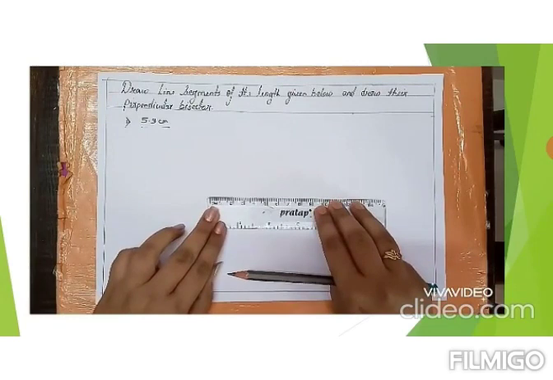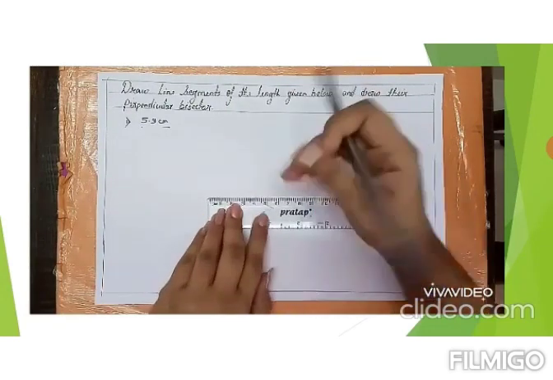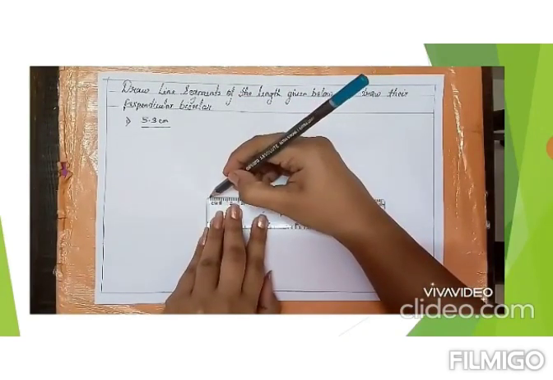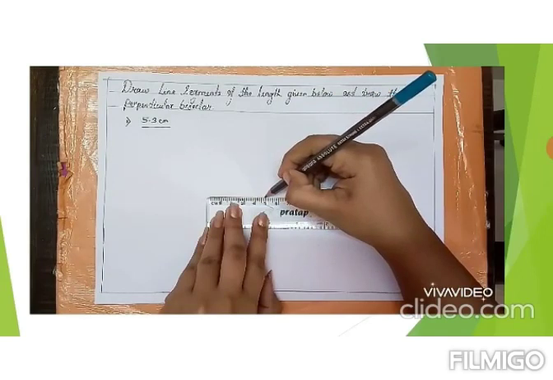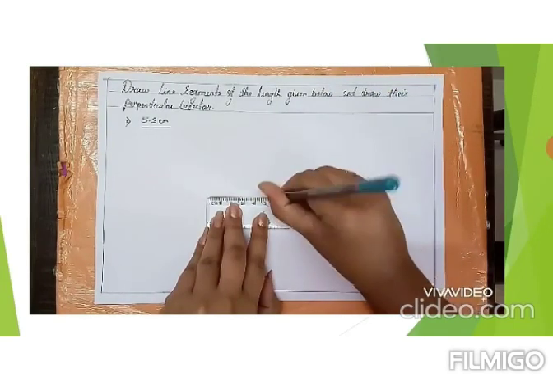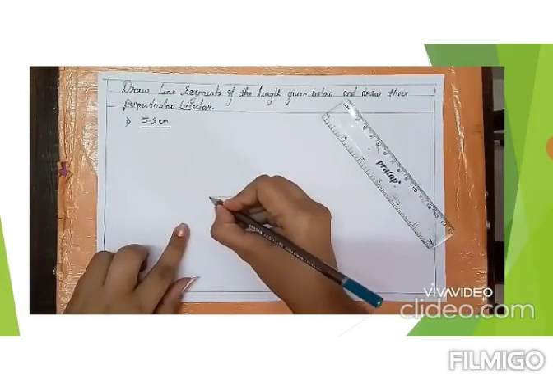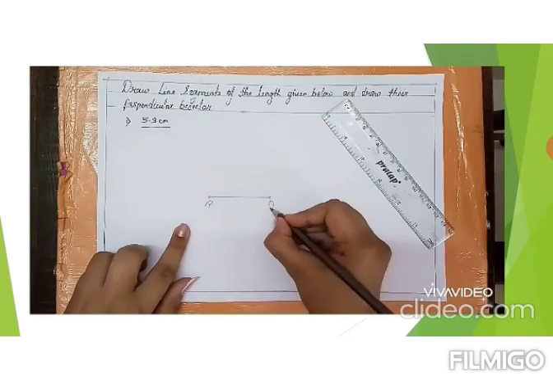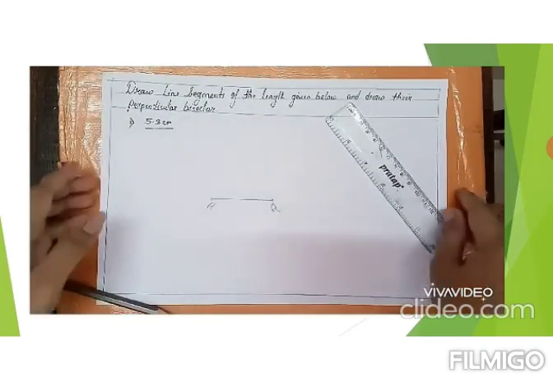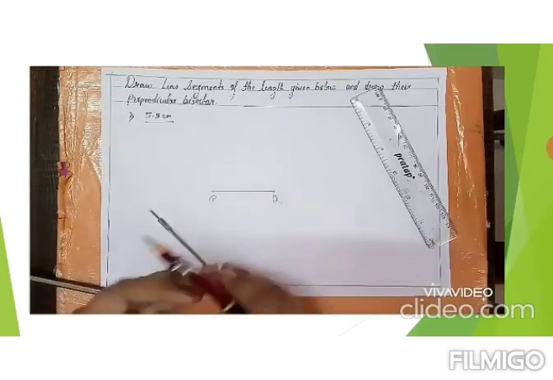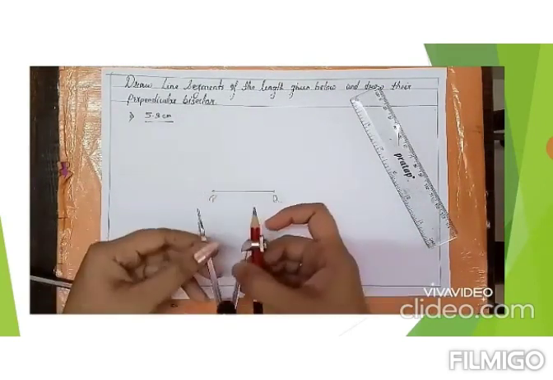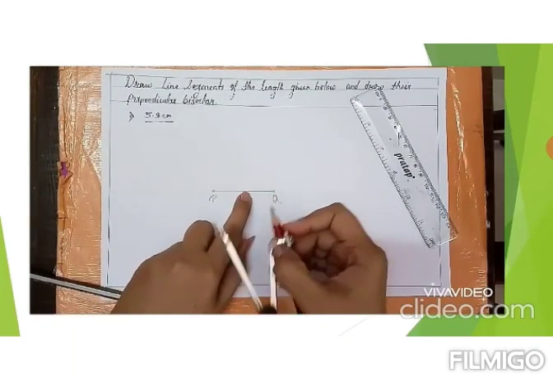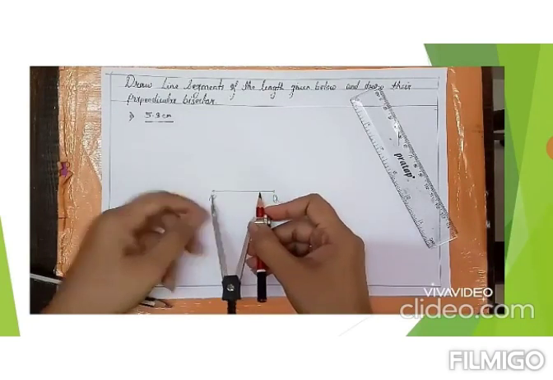First, you have to draw the line of 5.3 centimeter. So from here we have to start till 5.3. As this is a line segment, I am giving the name PQ. You can give any name which you want. After that, from point P, you have to take more than half. Assume this is a half and you have to take it more than half.